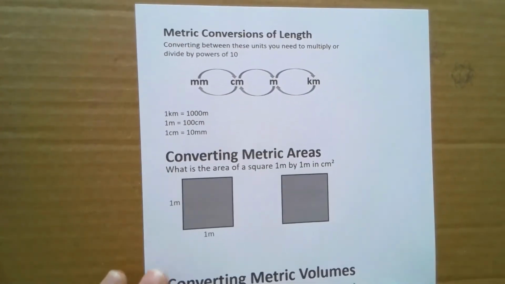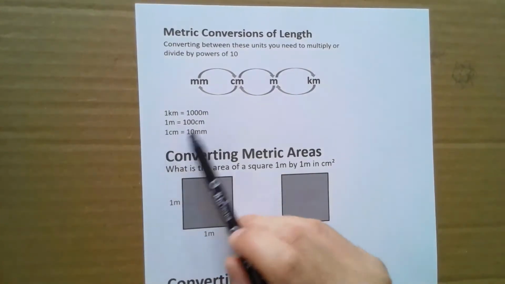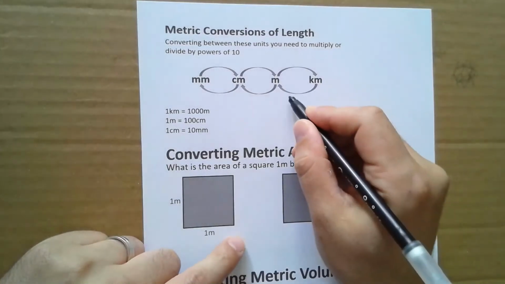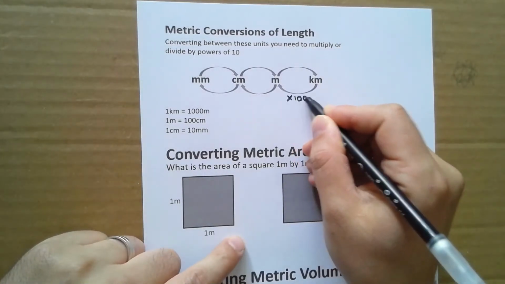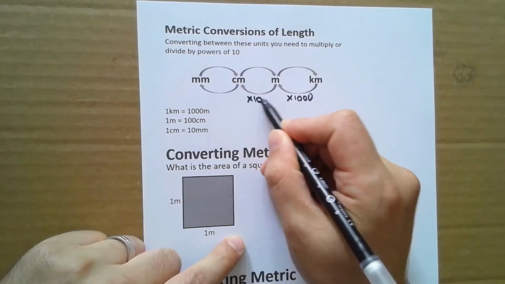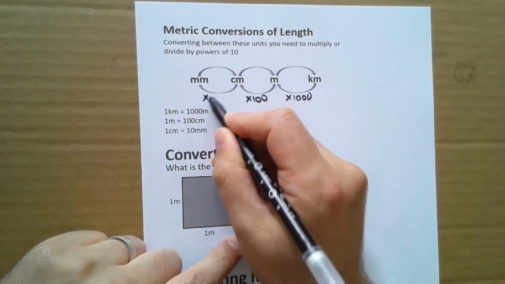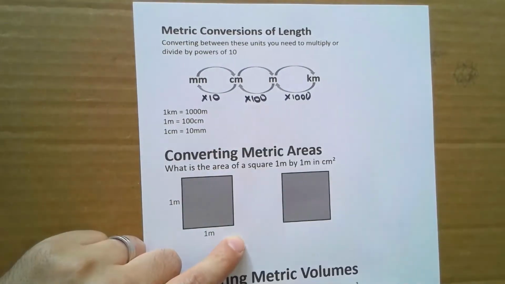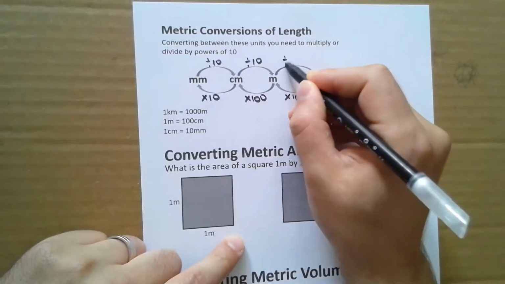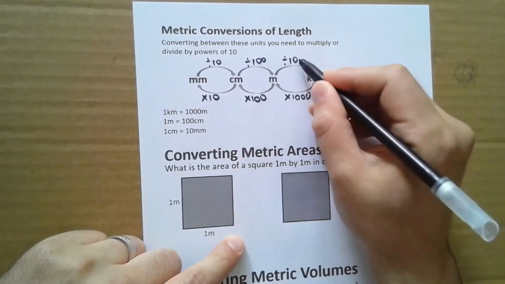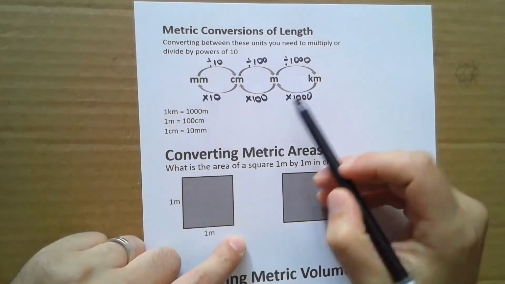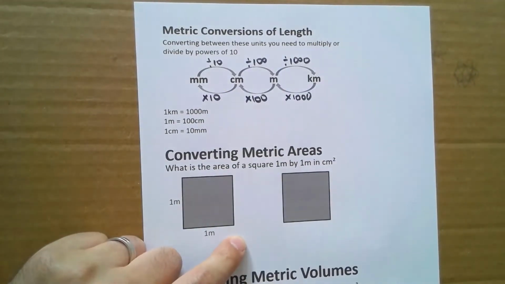Firstly, we should know the three main metric conversions of length, which say that every kilometer is 1,000 meters, every meter is 100 centimeters, and every centimeter is 10 millimeters. Going the other way, we divide. So these are the scale factors of the unit conversions of length.